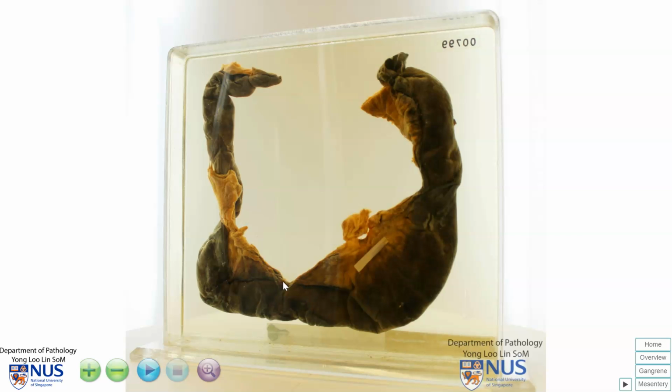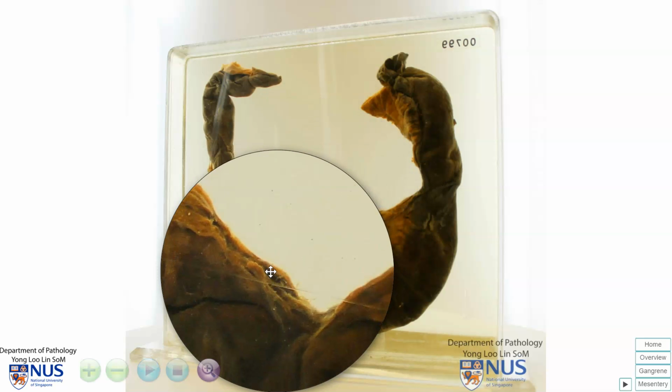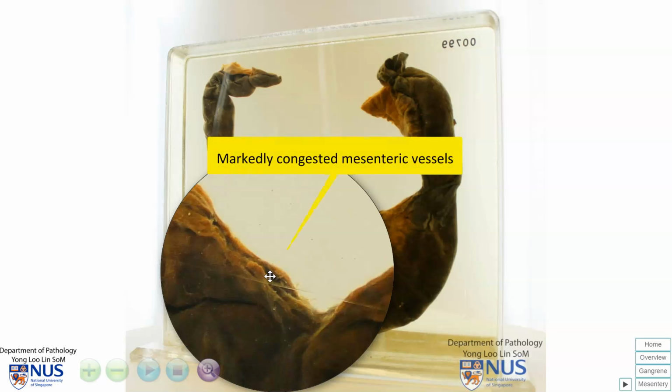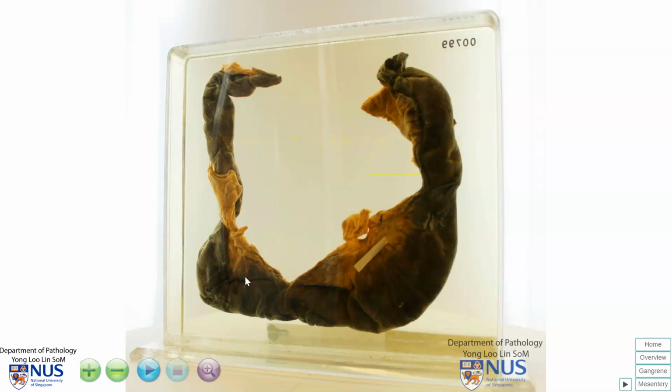We can also observe one other feature, which is in the mesenteric vessels, and as I magnify this area, we can see that on the cross section there are these darkish blackish areas in the mesentery, and this is evidence of markedly dilated congested vessels in the mesentery. Usually the obstruction is not only of the bowel wall but also of the mesenteric vessels.